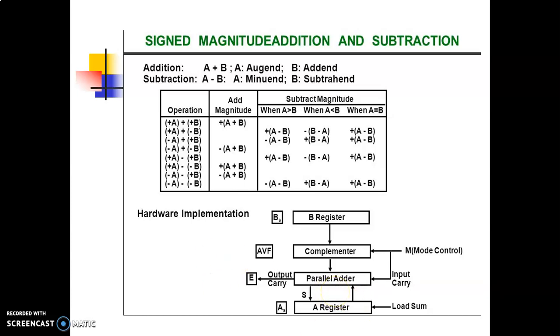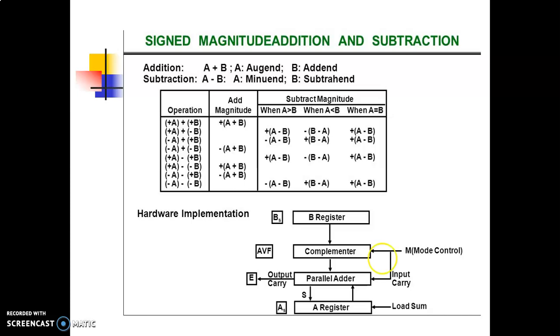The addition of A plus B is done through the parallel adder. The sum output of the adder is applied to the input of the A register. The complementer provides an output of B or the complement of B depending on the state of the mode control M. The complementer consists of exclusive OR gates and the parallel adder consists of full adder circuits. The M signal is also applied to the input carry of the adder.